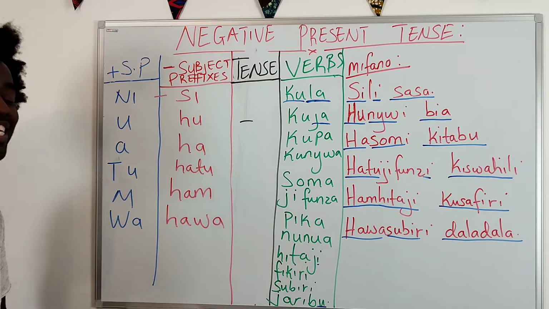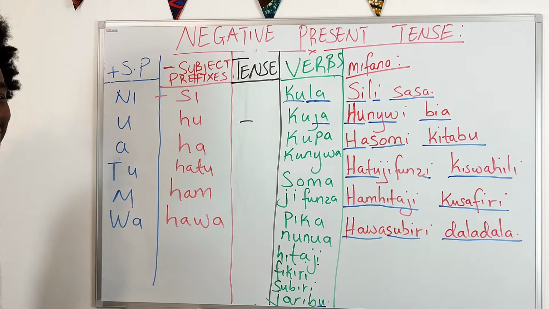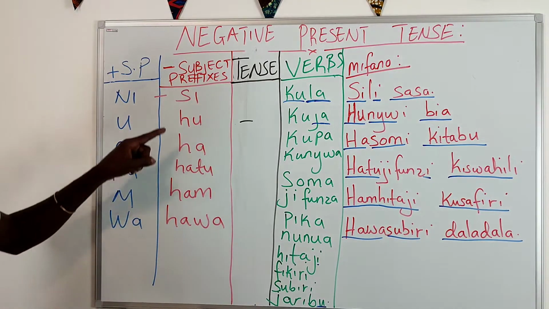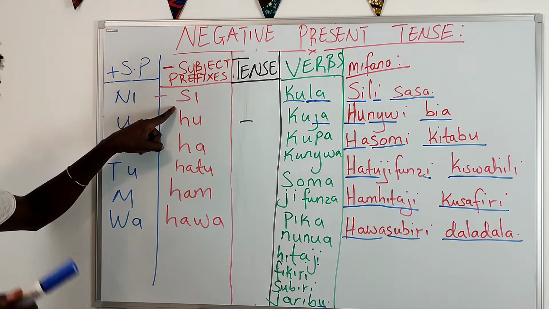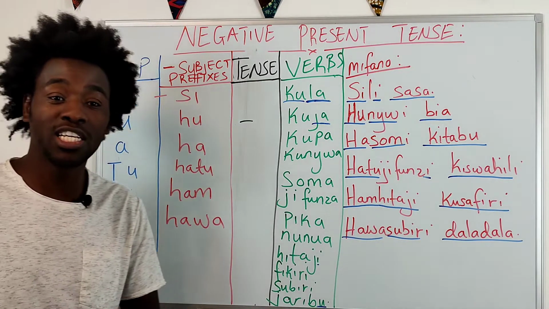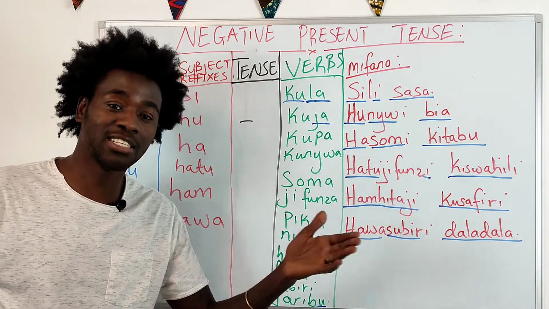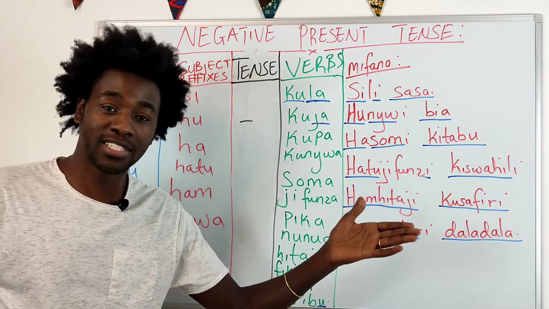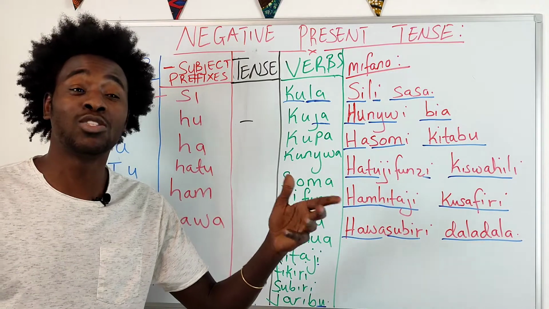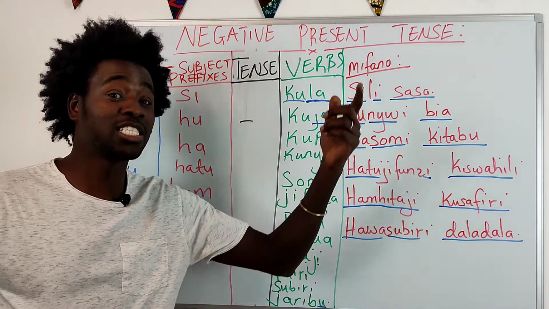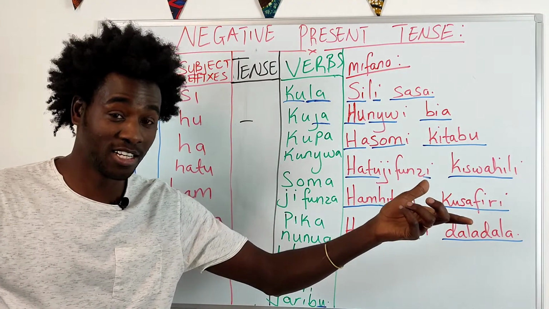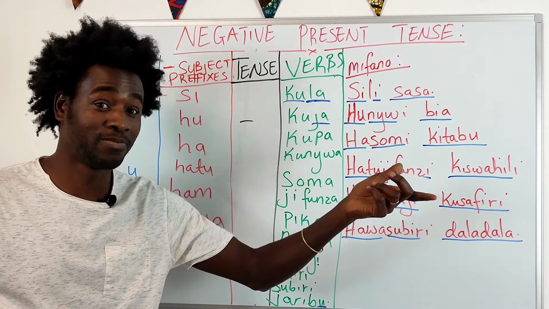And because we are learning the negative today, here are the negative subject prefixes. Because in Swahili, in order to make a negative sentence, you also need to use the negative subject prefixes. This is very important.